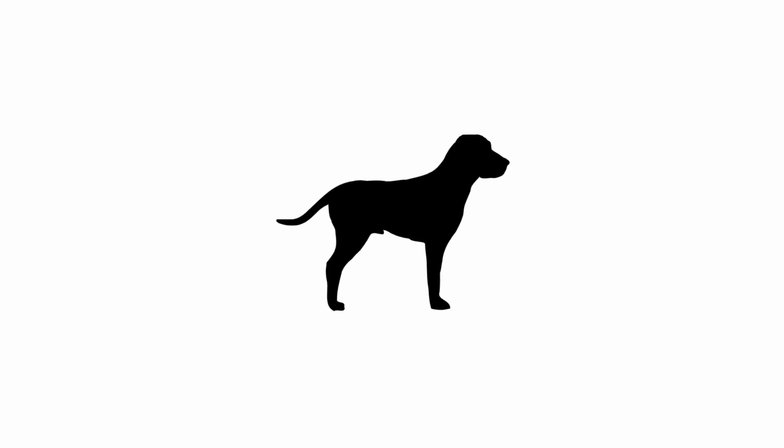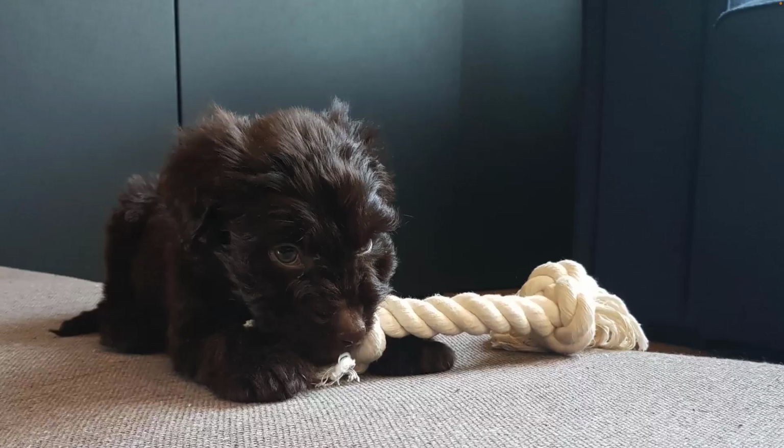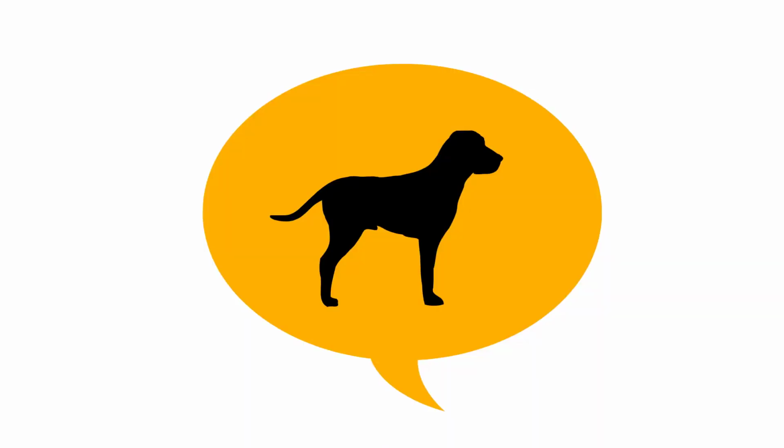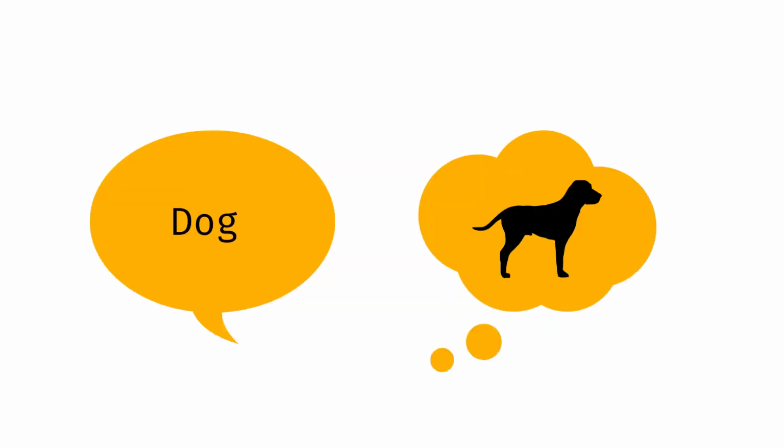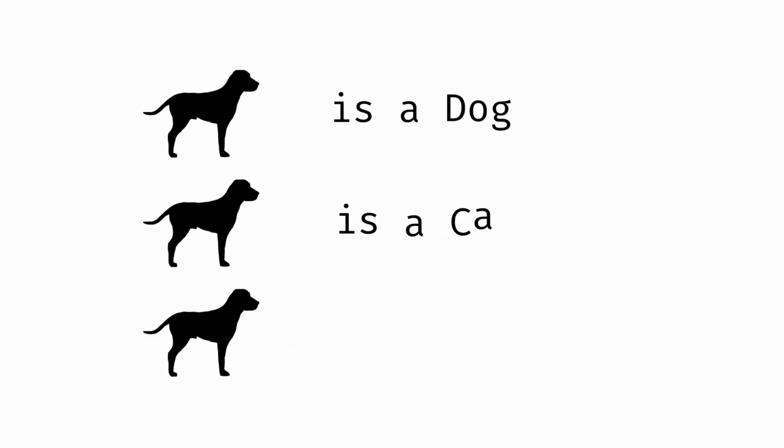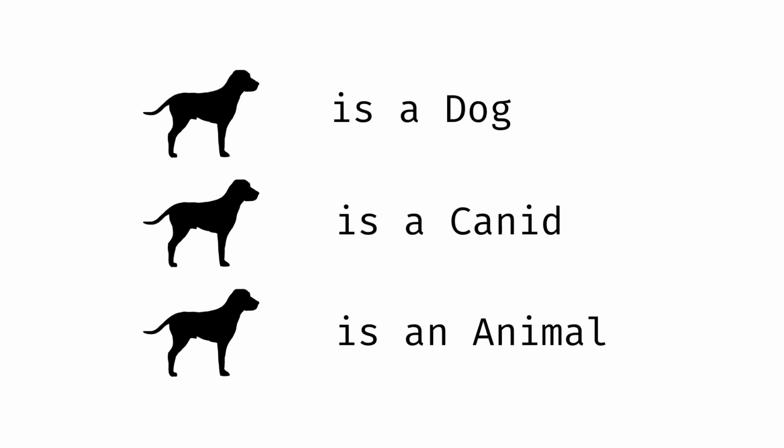For example, the dog class. I have an instance of the dog class at home. His very original name is Bobby. I can refer to this instance of the dog class in multiple ways when I talk about him. I can call him dog. I can call him canine. And I can call him animal. And this all makes some sort of sense because a dog is a canine, and a dog is an animal.